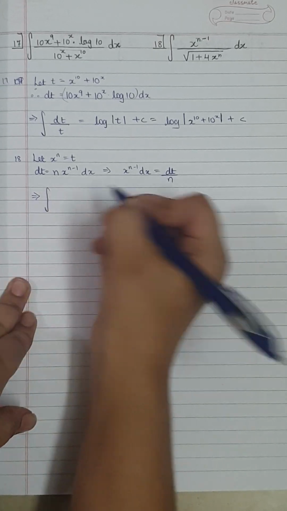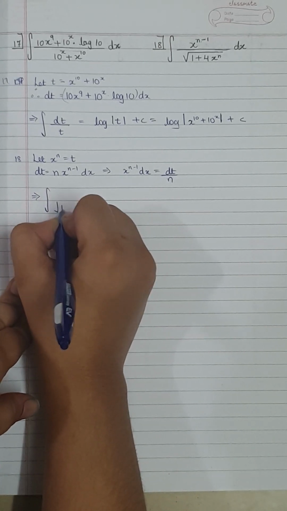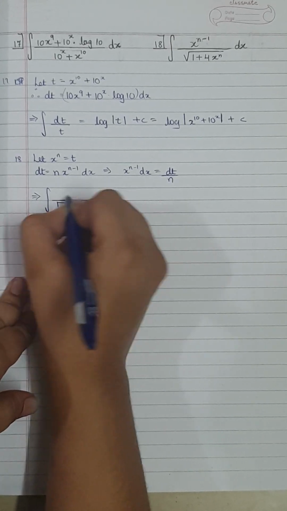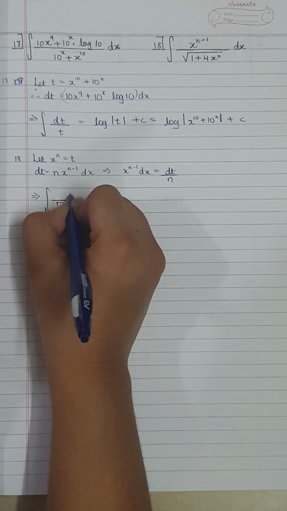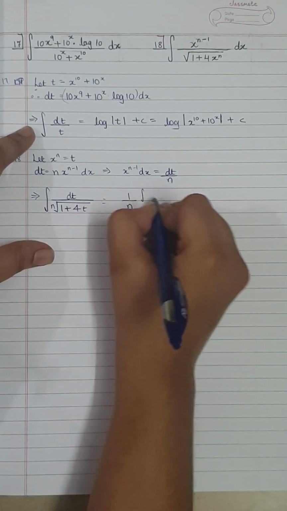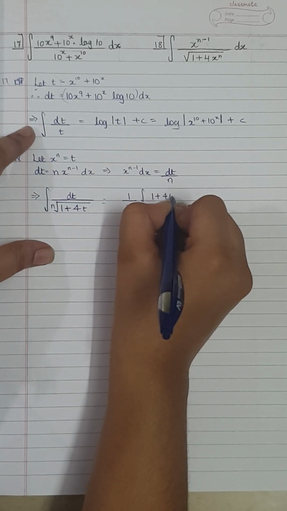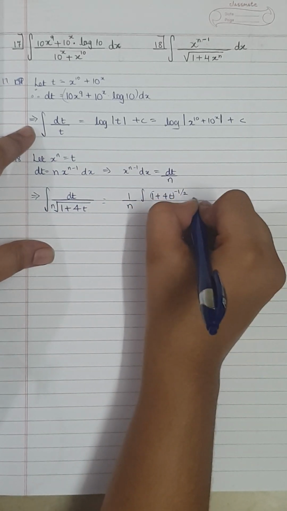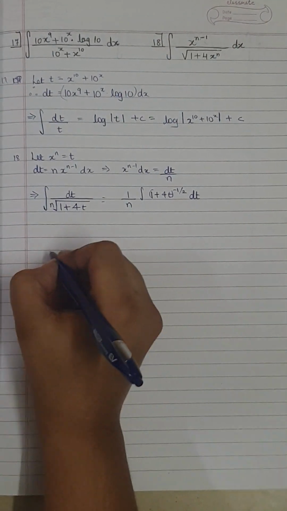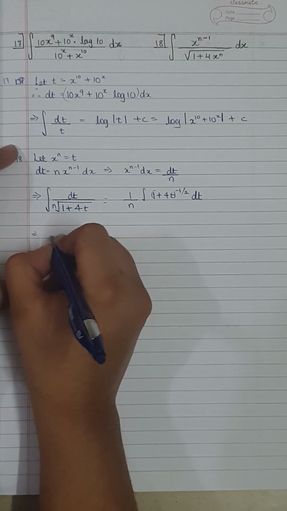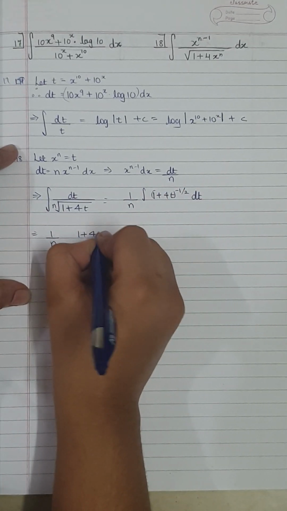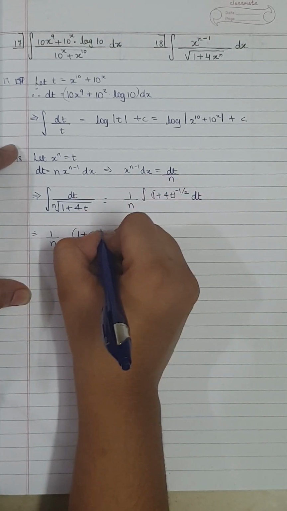So you have under root 1 plus 4t upon n in the denominator, and in the numerator you have dt. You can write this as 1 by n integral (1 plus 4t) to the power minus 1 by 2 dt. Now we know how to integrate (ax plus b). It becomes 1 by n, because it's the constant term here, (1 plus 4t) to the power minus 1 by 2 plus 1, which is 1 by 2.